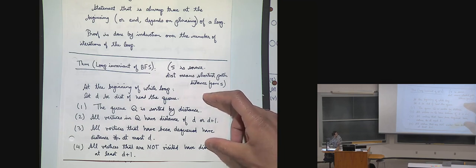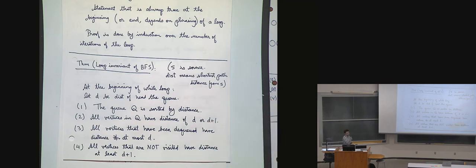In the base case, what does the Q look like? It just has S. And when it just has S, you can see that all of these things are trivially true. The Q is sorted by distance, of course, since there's only one thing in the Q. All the vertices of distance d or d plus 1, that's trivially true. All the vertices that have been dequeued, no vertex has been dequeued. And everything that has been visited has distance at least 1.